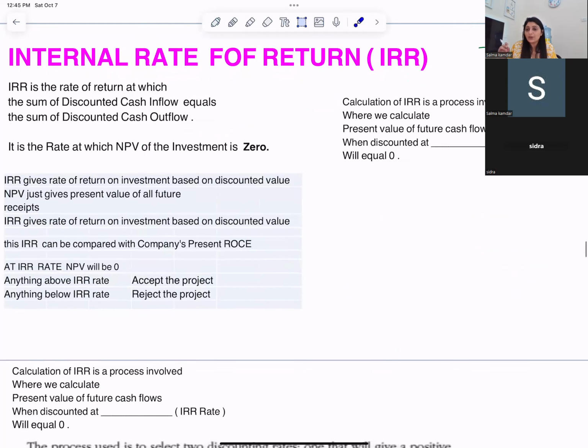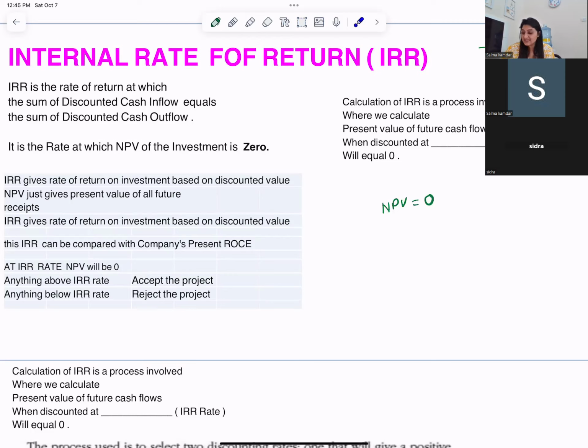So at IRR, what happens? The sum of the discounted cash inflow is equal to the discounted cash outflow, and your NPV will be zero. If there are two projects, whichever has the higher IRR, you will choose that.